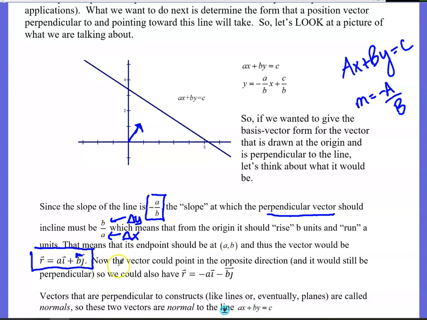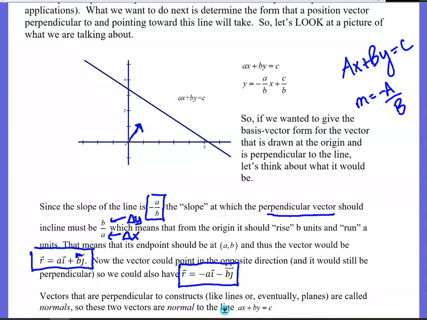Okay, now the vector could point in the opposite direction. How do I know that this a and this b isn't going this way, right? Because you could also have a vector that's perpendicular. This is important. When you flip it, maybe you made the b negative as well, right? The top could have been negative. So you can have a perpendicular vector that also has a negative b and a negative a. So it could also look like that. Okay, so we have two different versions of vectors that could be perpendicular.